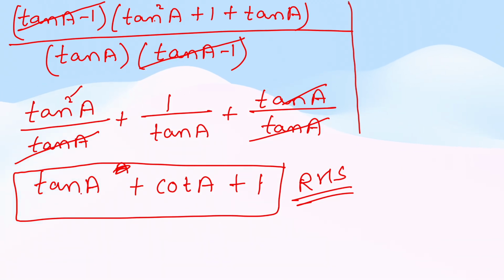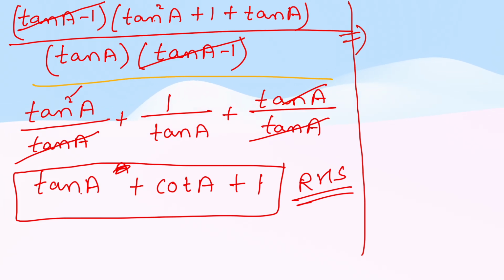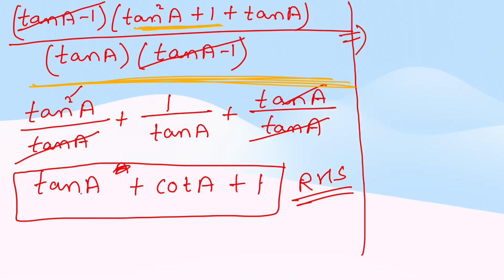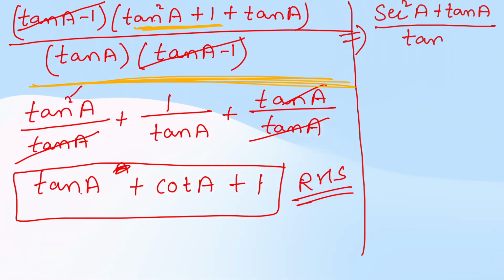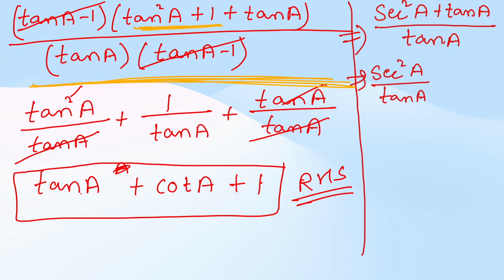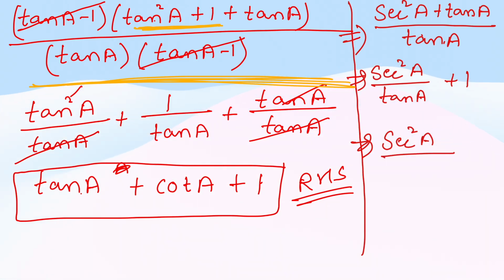Okay, from this term only, I can prove this. How? In this step, just tell me what is 1 plus tan square a? Good. It is secant square a, no? Alright, plus tan a and divided by tan a. If I see tan a by tan a, it is 1, but secant square a by tan a will become secant square a by tan a plus 1, no? I can write sec square a, but tan a I can write sin a by cos a.